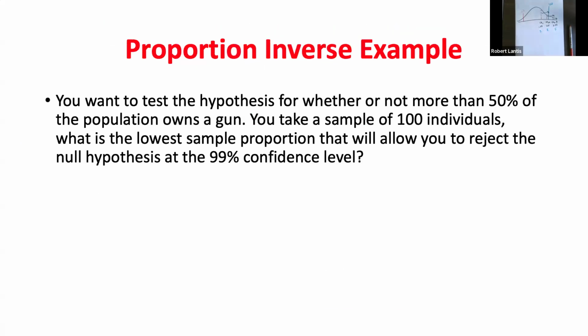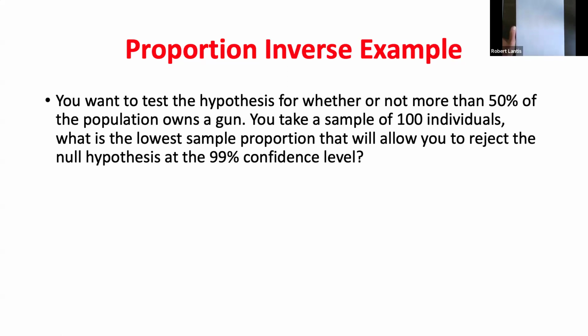We can also work in the inverse as well. I showed you an example that was not the most practical or useful, but let's think about the same null and alternative hypothesis, but I want to determine what's the first sample proportion I could find where I could reject the null, right?